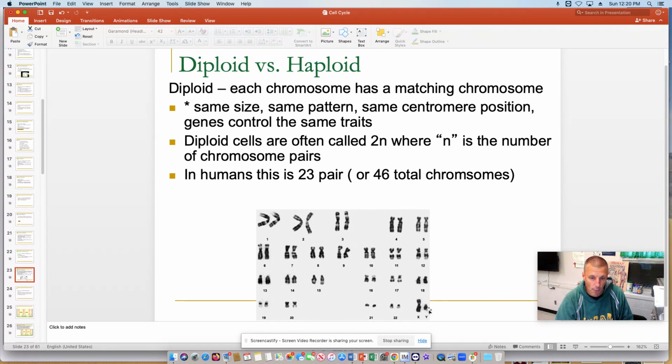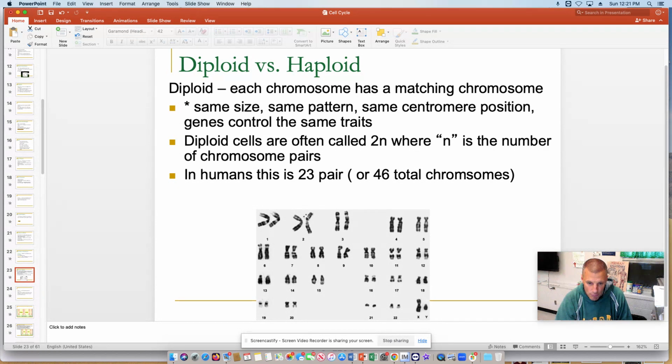Now, something else I want to point out to you is up here with the asterisk, it says each chromosome has a matching chromosome. Same size, same pattern, same centromere position, genes control for the same traits. So if we look at all these, do you see that not only are the number ones the same length, but the shading and the lines in them are all the same.